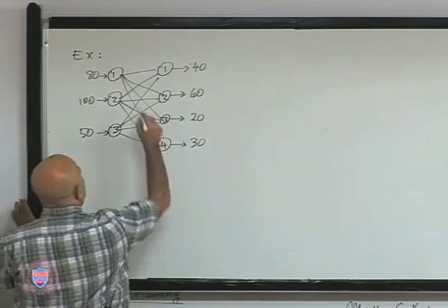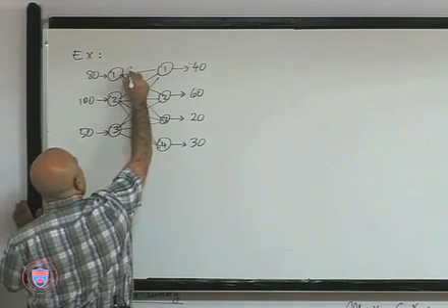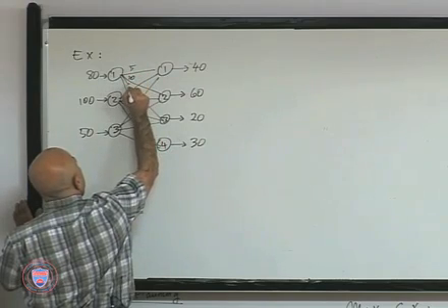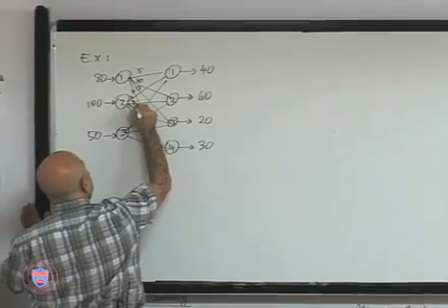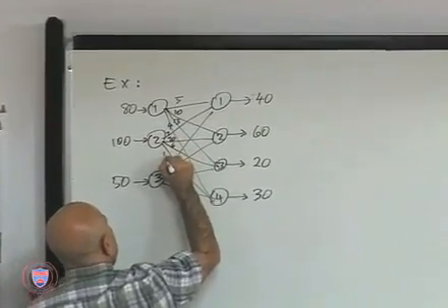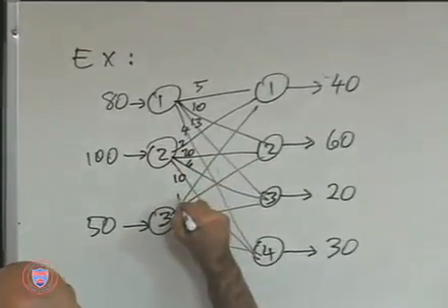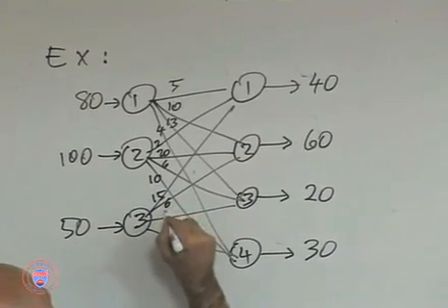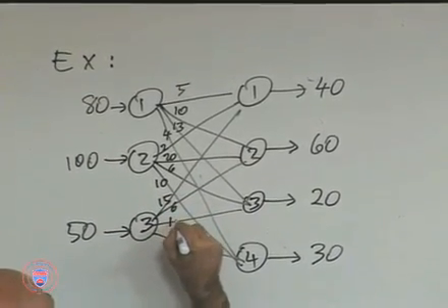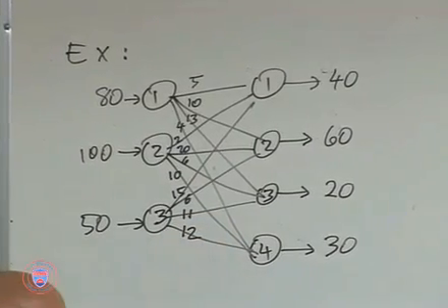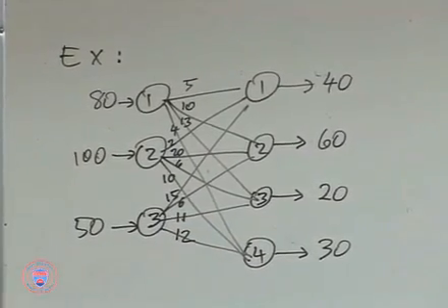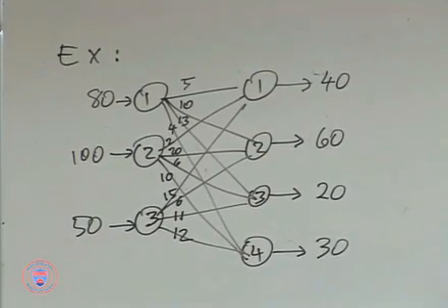Let's also assume certain costs here. The cost is 5, 10, 13, 4, 2, 20, 6, 10, 15, 6, 11, 12. I don't know, I just made up those numbers. I hope they make sense to you.